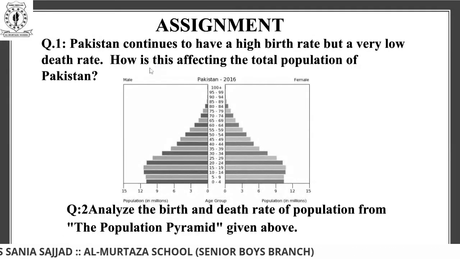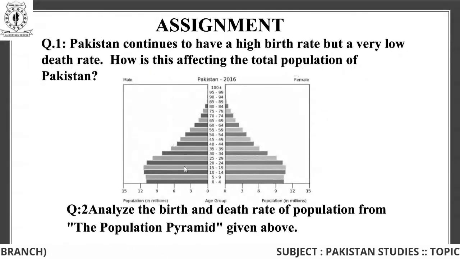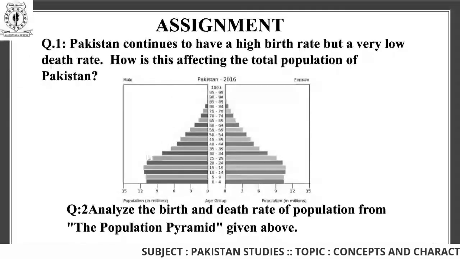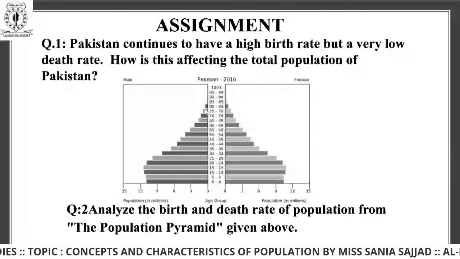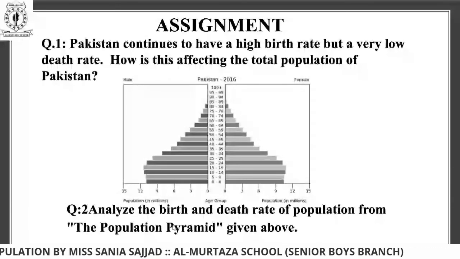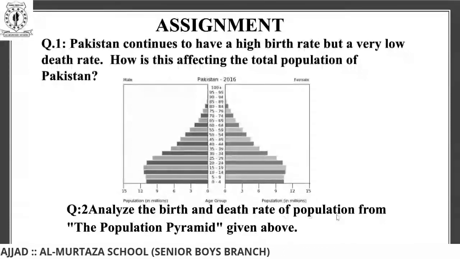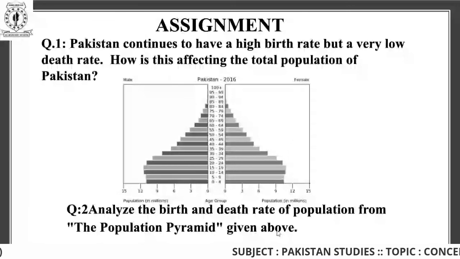And then in question number two, there is a graph which is given, a pyramid which is given over here, because the graph is in the shape of a pyramid. That's why it is known as a pyramid graph. Analyze the birth and death rate of population from the population pyramid given above. So you can see and you have to analyze and answer.